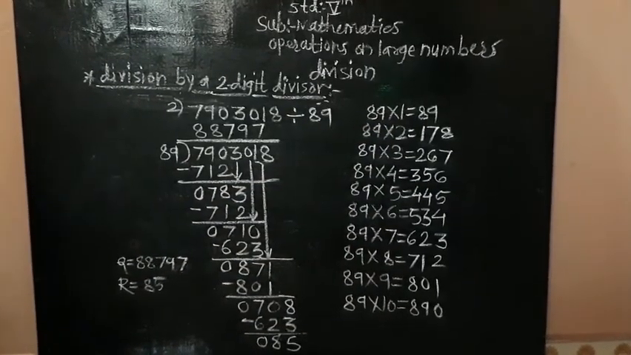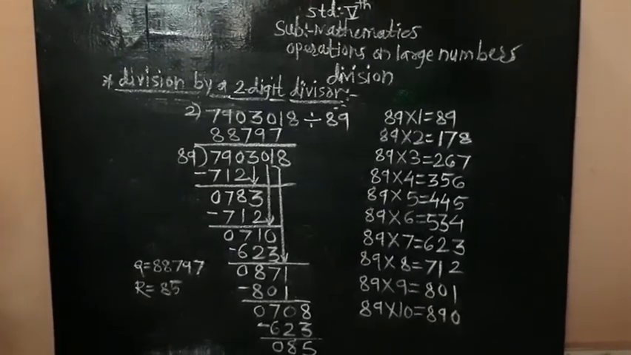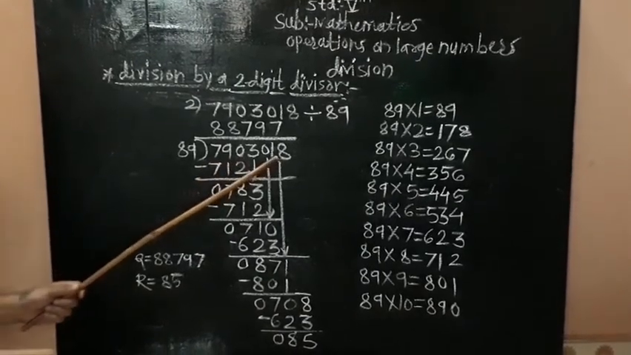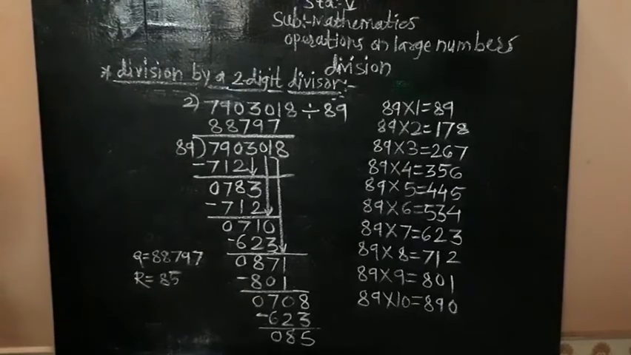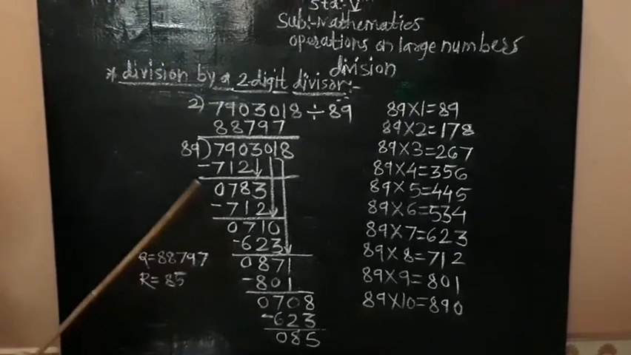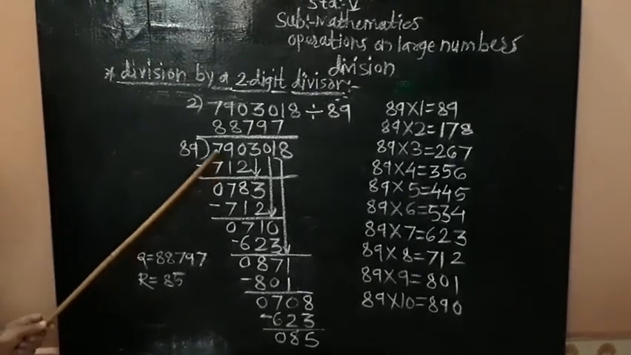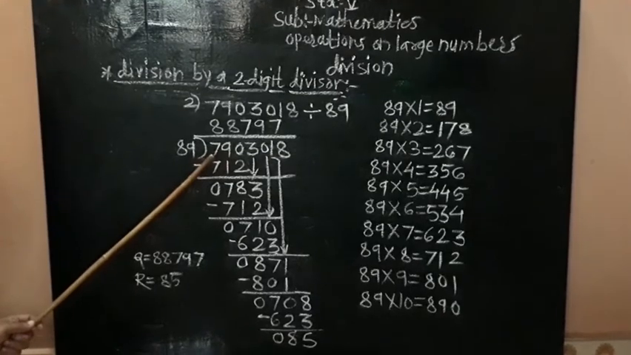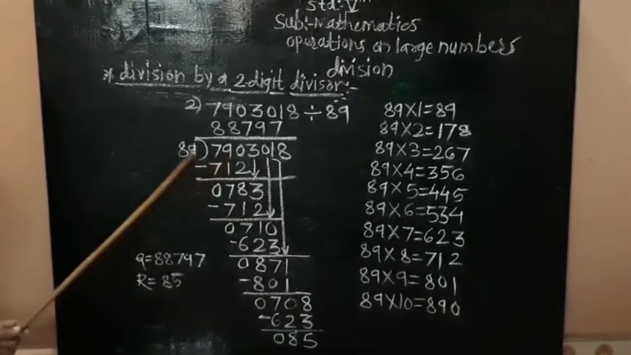Now let's learn the given example of division. You can see that 79 lakh 3018 is the dividend and 89 is the divisor. In the first example I explained that if the divisor is 2 digits, then first we consider the first two numbers only. You can see the first two numbers, 7 and 9. So this number is 79 and this is 89.